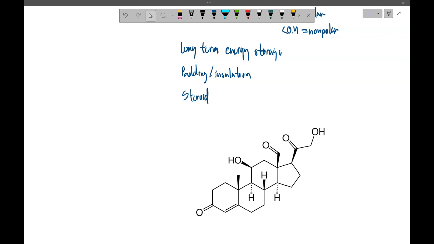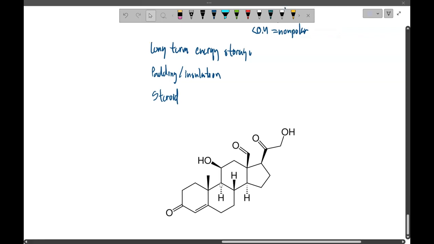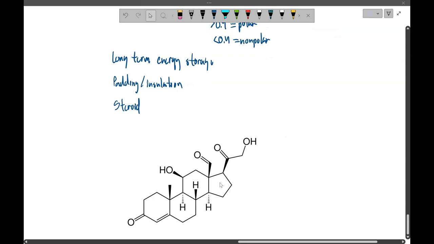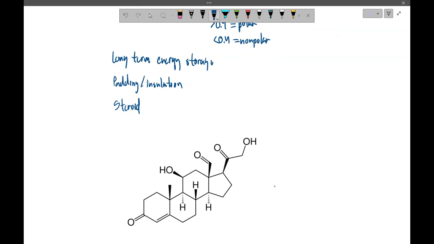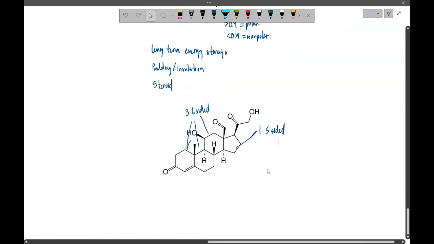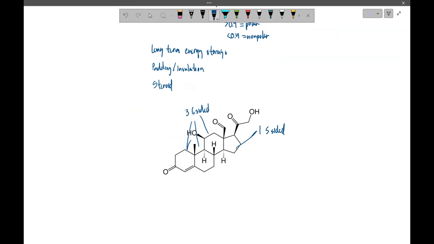So steroids typically have a four-ring structure. Three of them are six-sided, so you see three six-sided, and you also have one that's five-sided. And steroids can do a variety of things.